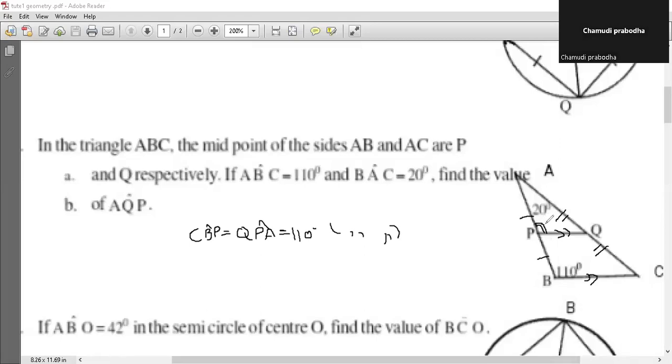Then we have to find the remaining angle in this triangle. So this angle equals 180 minus (110 plus 20), which is 180 minus 130 equals 50. So the value of this angle equals 50.